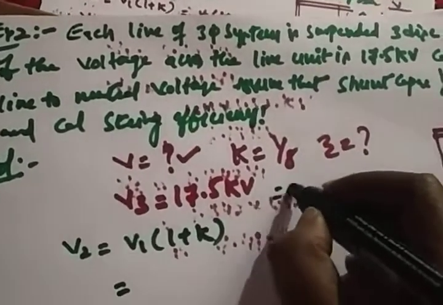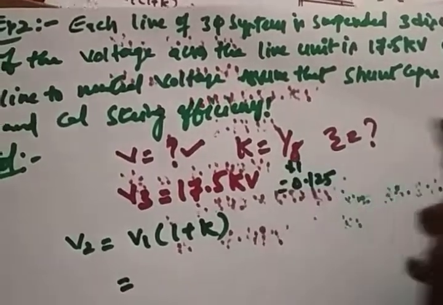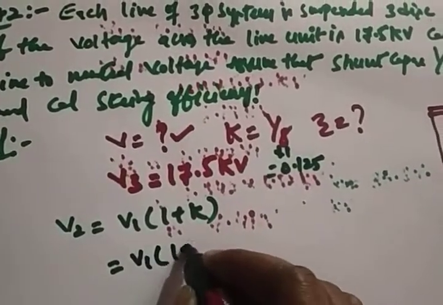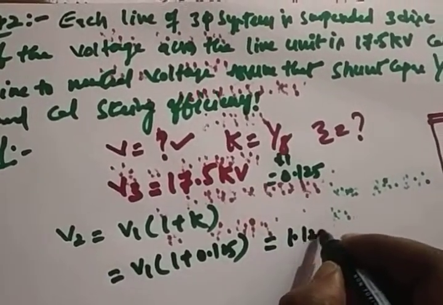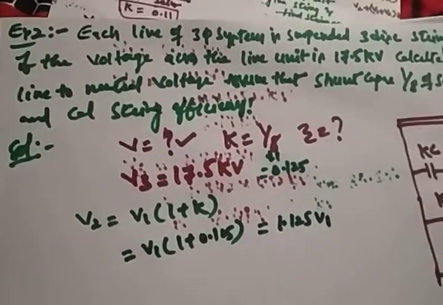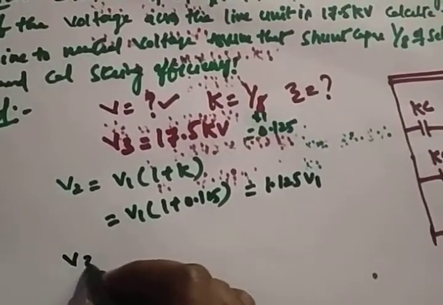So 1 by 8 is nothing but 0.125. Right? So V2 is V1 into 1 plus 0.125, which is 1.125 V1. You got the V2 value. So what is the V3 value?